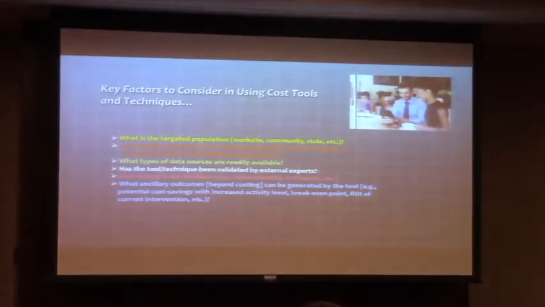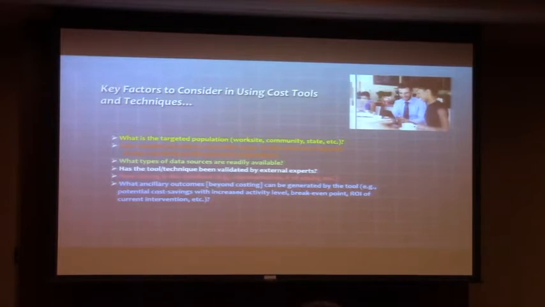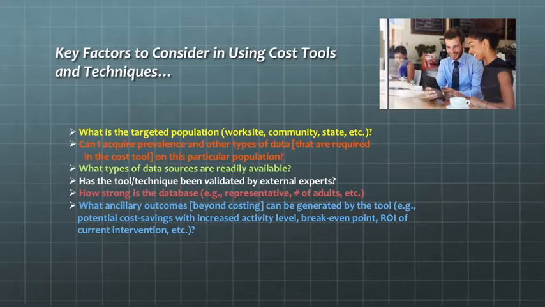Now, the key factors to consider in looking at tools, obviously, I'm not going to read through these, but you want something that's representative. You want something that has a database that represents the population that you're going to focus on. So if you're looking at a community or a city or a county, you want some public data on that, don't you? If you're looking at senior citizens, you would like to have some data on senior citizens. If you're looking at employees in a business setting, you would like for that data to involve employee claims and costs, not pediatric costs, but adult costs.